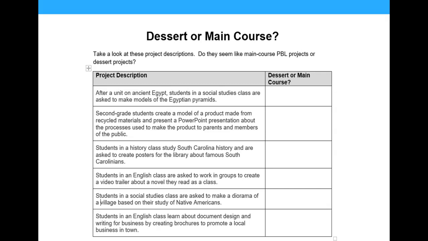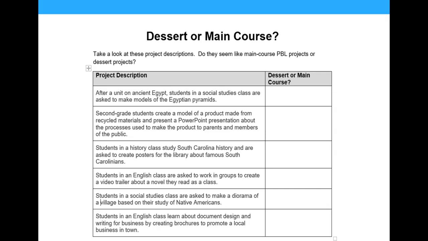All right, students in a social studies class are asked to make a diorama of a village based on their study of Native Americans. This is a very popular sort of thing for people to do and has been for a long time. But oftentimes all students learn is what materials make the best kind of diorama or how to best display these things. Again, this is something that if you didn't get to it, it wouldn't be that big of a deal. It's fun, but it's not really necessary.